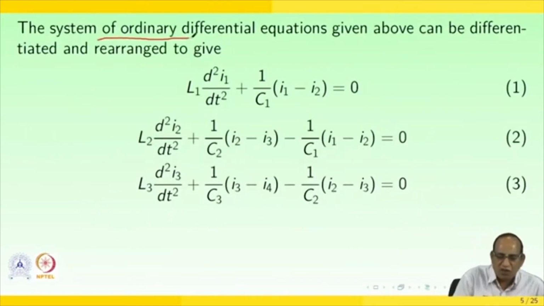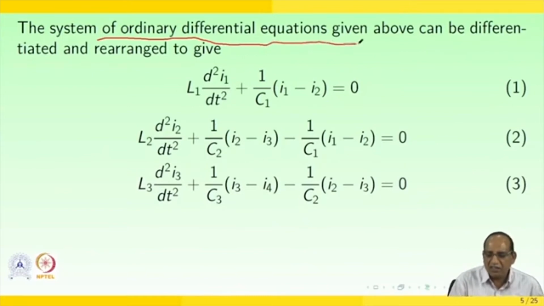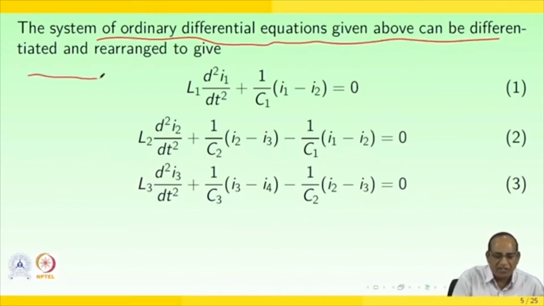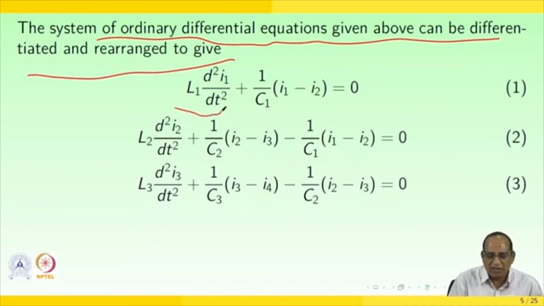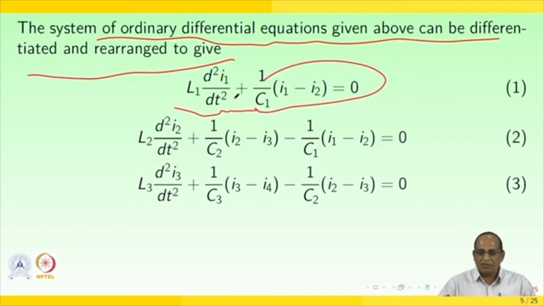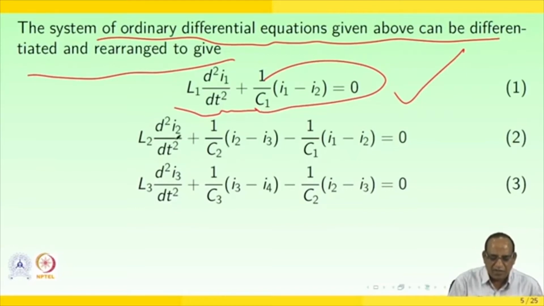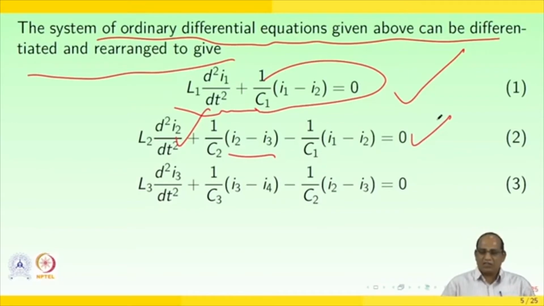The system of ordinary differential equations given above can be differentiated and rearranged as L1 times d square I1 upon dt square plus 1 over C1 times I1 minus I2 is equal to 0. Second is L2 times d square I2 upon dt square plus 1 over C2 times I2 minus I3 minus 1 over C1 times I1 minus I2 is equal to 0.